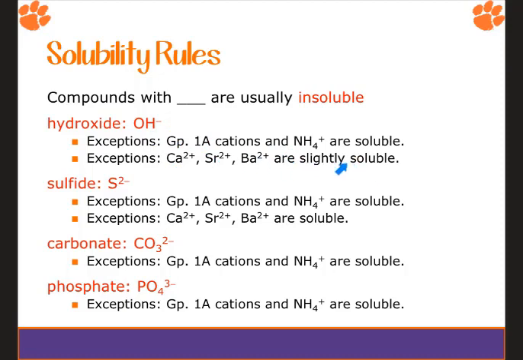Slightly soluble means not quite fully soluble, but not completely insoluble. So somewhere in the middle. With sulfides, again, group 1A cations and ammonium are going to be the exceptions on everybody. Those are soluble with everybody. And again, some of your group 2 cations will be soluble with sulfides.